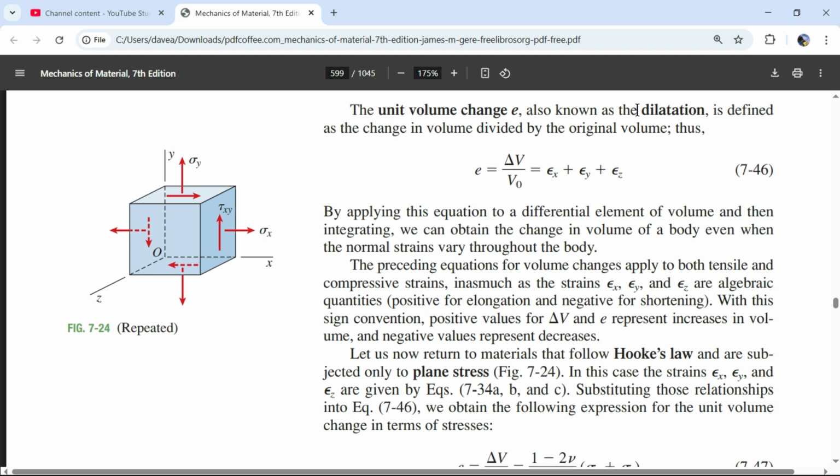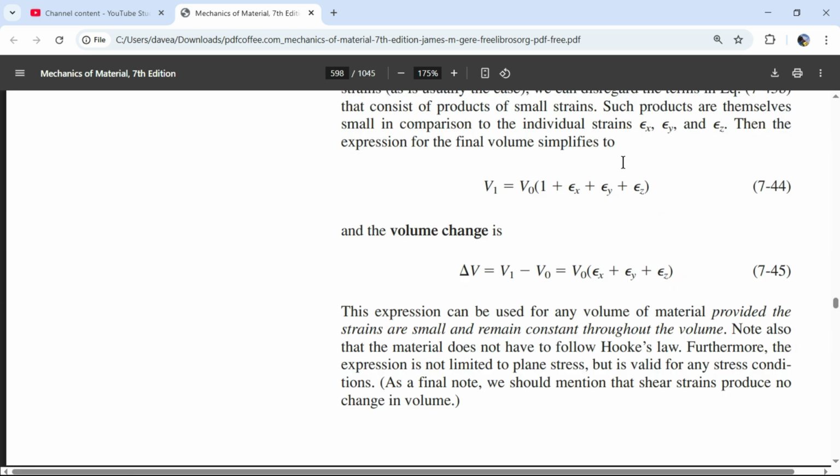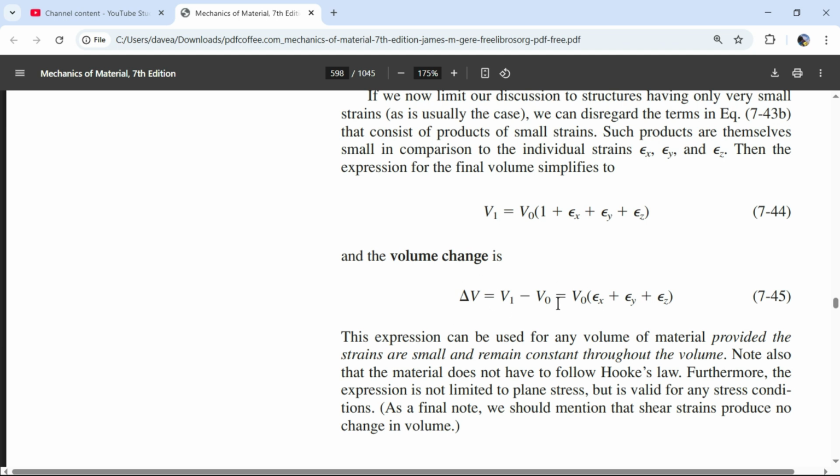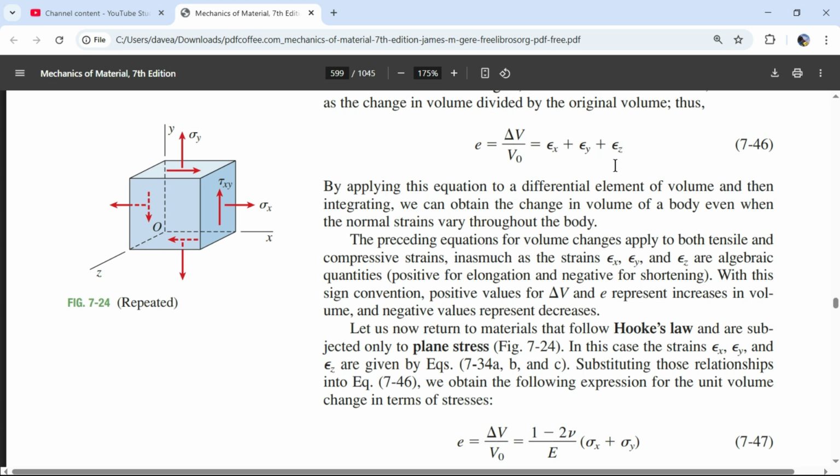This is going to be known as the dilation. I mean, it seems like they should have called it elation. But anyway, we have dilation. The letter e is defined as the change in volume per the original volume. I can handle that. We already said that. The change in volume boiled down to the initial volume times the addition of the strains. So that divided by the original volume is just the addition of the strains. This is the dilation. If I knew the strains in the x, y, and z directions, I could just add them together.